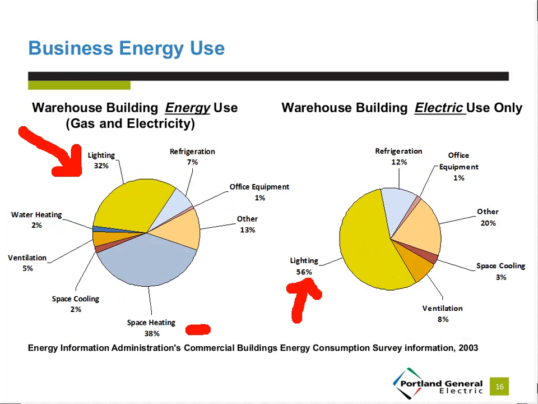So what do these graphs tell me? It tells me that if I want to reduce my power use, no matter what business I'm in, lighting is a good place to start. Then I would focus on cooling and heating.